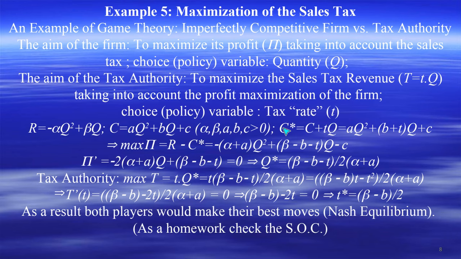So C plus T times Q will be its new cost function, C star. C star is the new total cost function, taking into account the sales tax, which is the move of the tax authority. So C plus TQ, which is AQ square plus BQ plus C plus TQ. So here there is BQ, and here it is plus TQ. So we can just add them together and say, the new C star, the new total cost function of the firm, taking into account the tax, will be AQ square plus (B plus T)Q plus C. This is the new cost function of the firm, taking into account the tax. It will pay to the tax authority, the move of the tax authority. So it will maximize profit function using this new cost function. So R minus C star will be its profit.